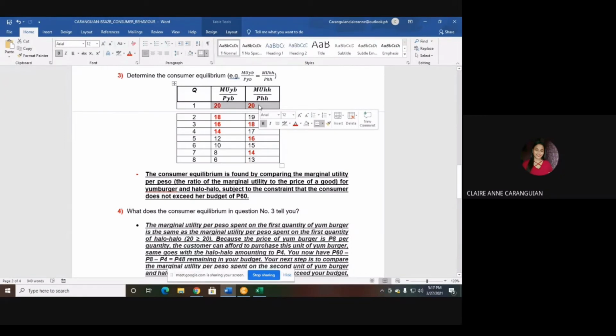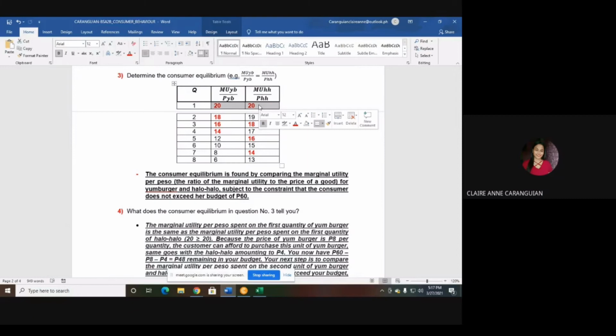What is marginal utility ba? So, marginal utility is the added satisfaction a customer gets from having one more unit of a good or service. So, eto nga, tumutukoy dito is yung satisfaction na makukuha ng consumer if nag-add siya ng isang item, ganun.